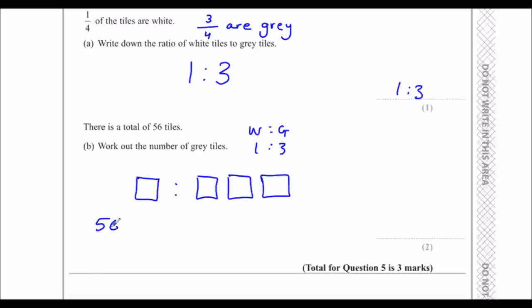So 56 divided by 4 will tell me what each part is worth. So type it into the calculator and we should get 14. So each part is worth 14. So that means I've got 14 white tiles. I want grey, and that's 3 lots of 14. Type it into the calculator and we should get out 42.